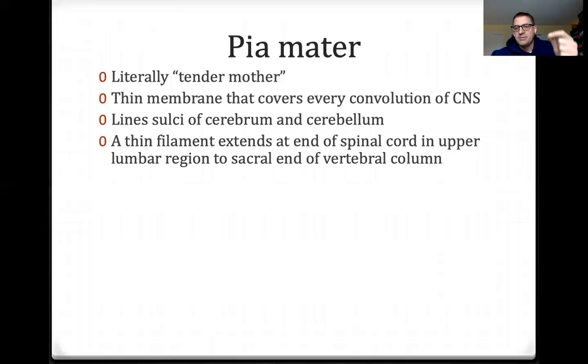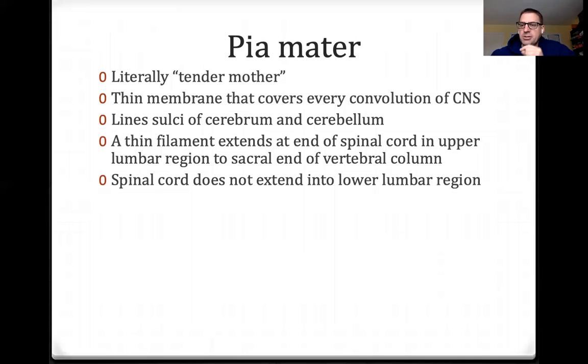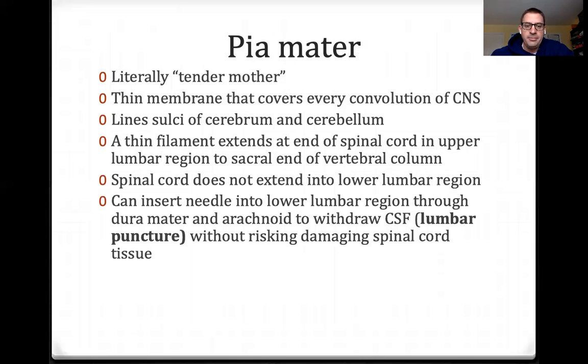And then a thin filament of the pia mater actually extends at the end of the spinal cord in the upper lumbar region of your back to the sacral end of the vertebral column, to the very bottom of our vertebral column. What's interesting is the spinal cord actually doesn't extend into the lower lumbar region. It ends at the upper lumbar region of our vertebral column.